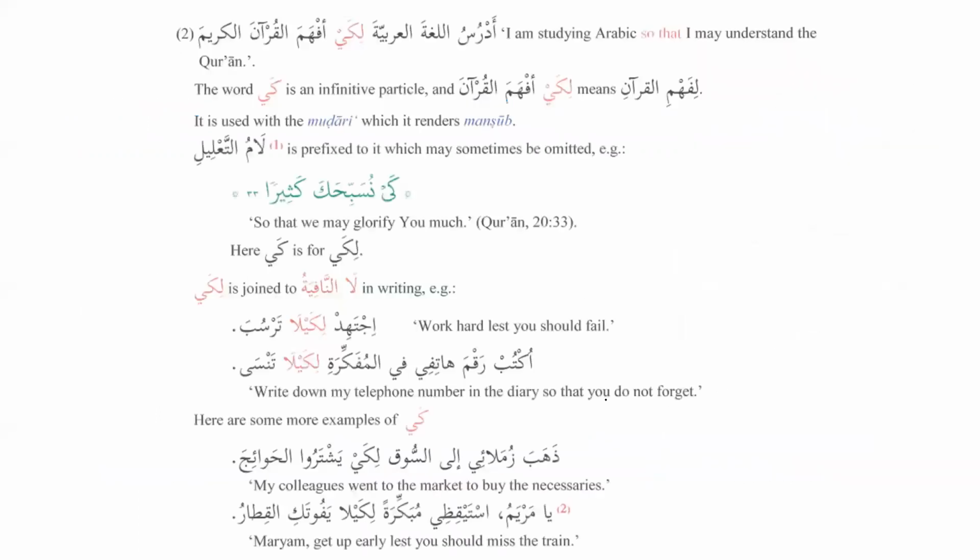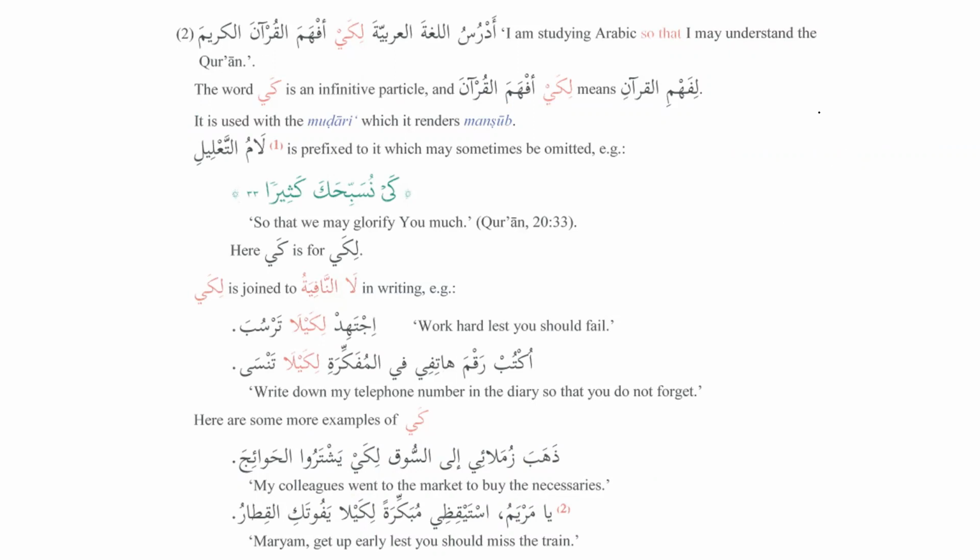Okay, alhamdulillah. Now we have here some information about the adawat, as we call them, or the particles that make mudari mansub. How many of them have we learned already?